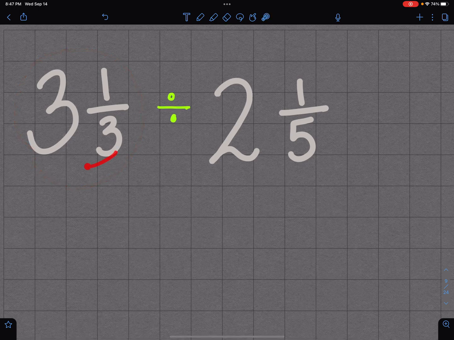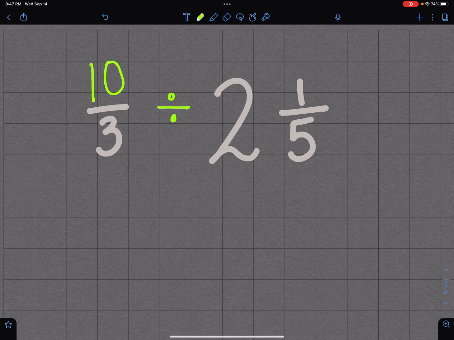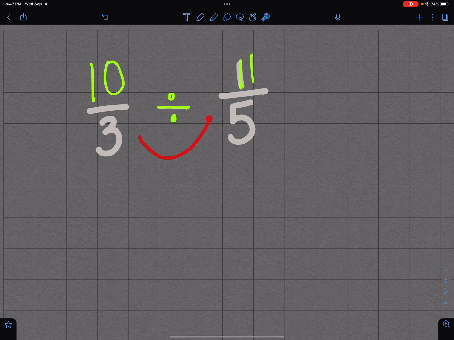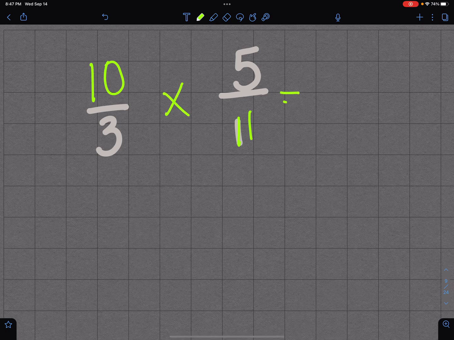We're going to do 3 times 3, which is 9, plus 1 is 10. So this is going to be 10 over 3. Let's change the next one into an improper fraction. 5 times 2 is 10, plus 1 is 11. 11 over 5. Okay. Now, don't forget, we're dividing, so we have to invert that second fraction. So invert that divisor. And then once I've done that, now I can make it a multiplication problem.